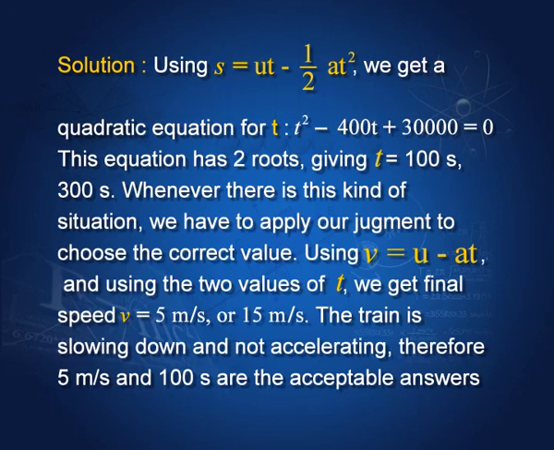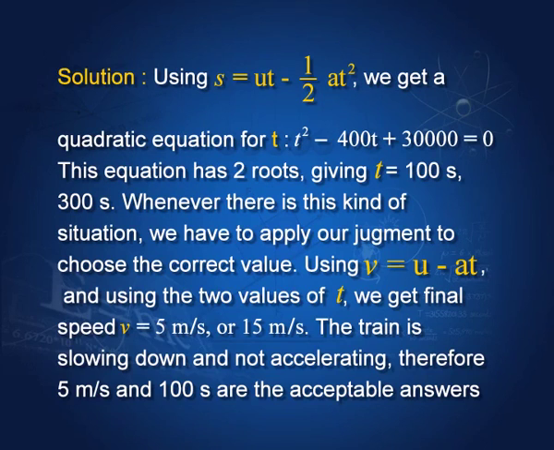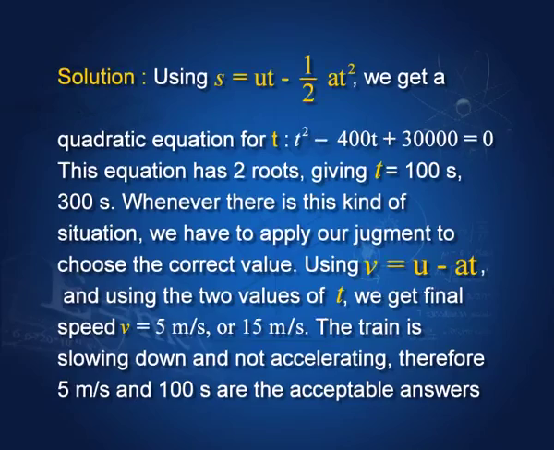So, what do we do? In this case, we take v equal to u minus a t, and substitute the values of a, u and t equal to 100 seconds and t equal to 300 seconds. We get both the values, and in one case we get v equal to 5 meters per second, in the other we get minus 5 meters per second. Since 5 meter per second seems to be the correct value, because the train is slowing down, it is not going in the opposite direction. Therefore, we choose t equal to 100 seconds. So, once we have chosen t equal to 100 seconds, then we can work out the other relations if required.